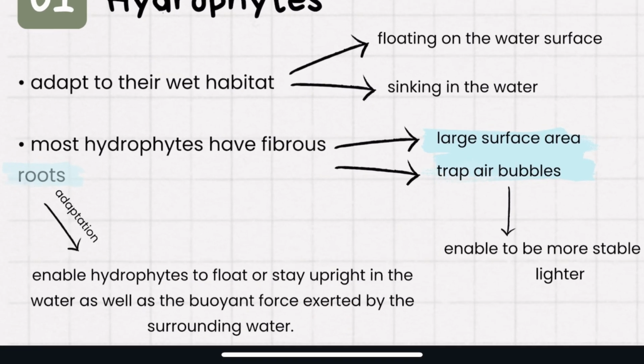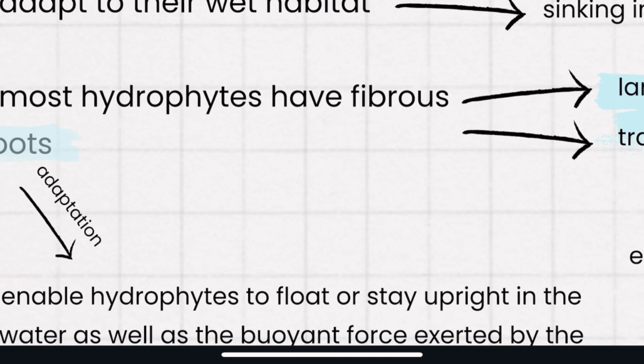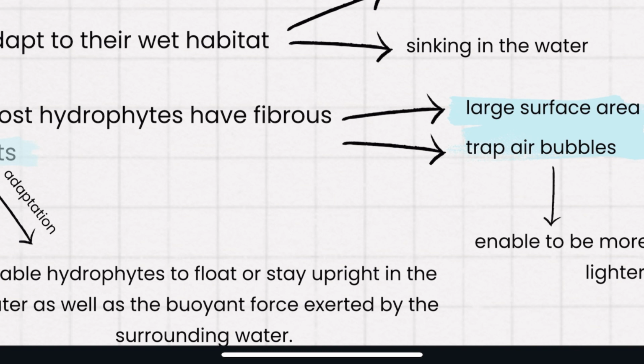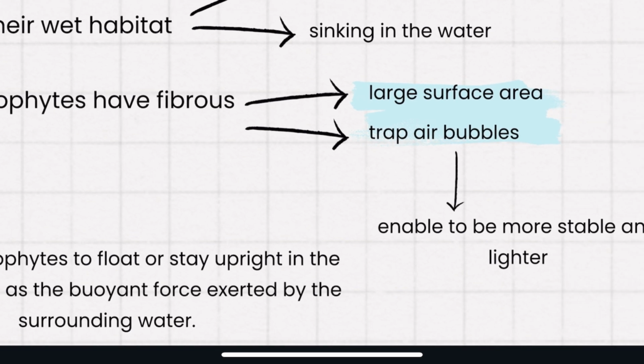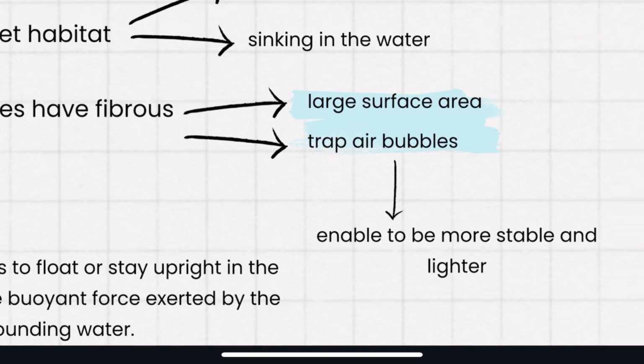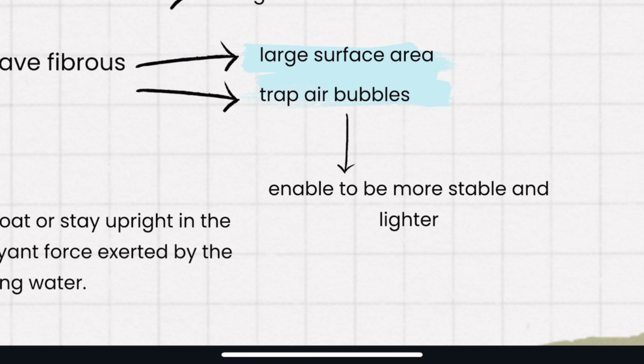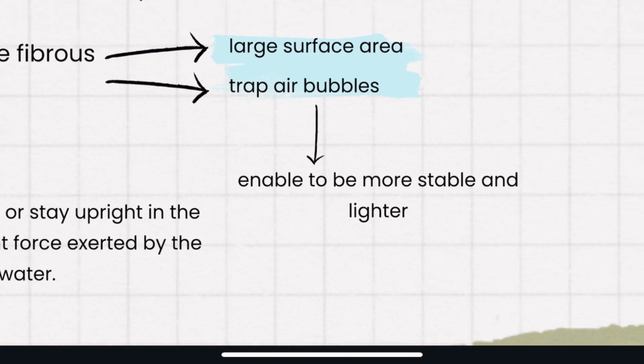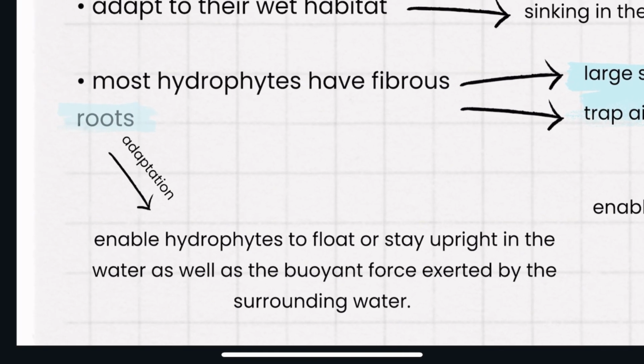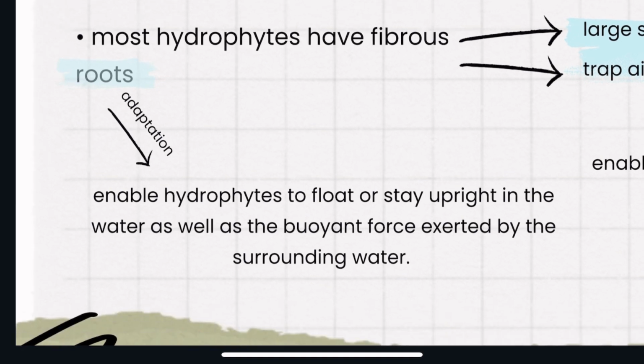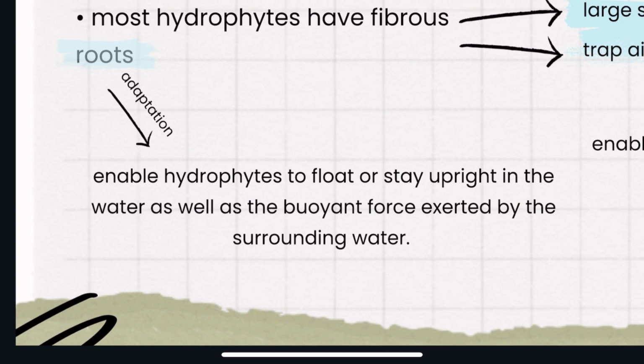Next, most hydrophytes have fibrous features such as a large surface area or trapped bubbles. These two, large surface area and trapped bubbles, enable the plant to be more stable and lighter. As for the roots, the adaptation enables hydrophytes to float or stay upright in the water, as well as the buoyant force exerted by the surrounding water.